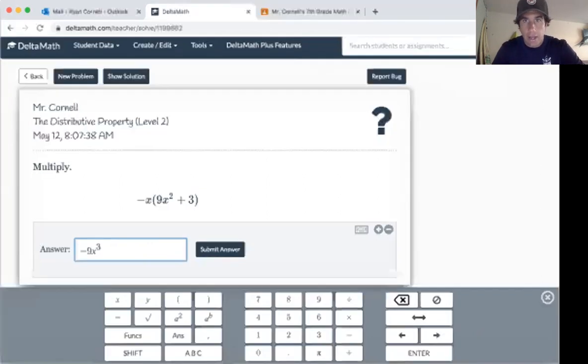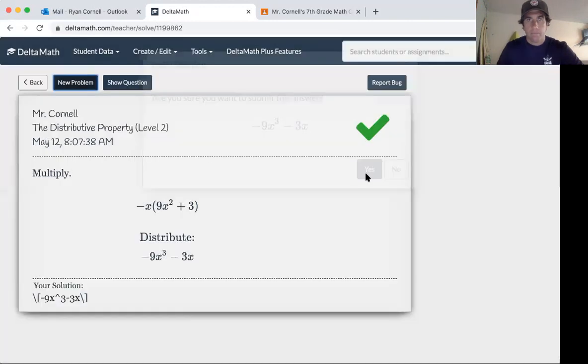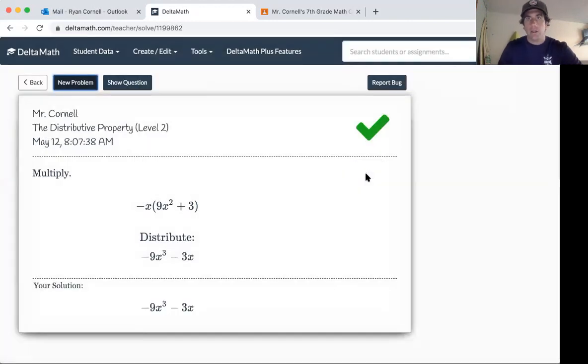So it's negative 9x cubed, then minus 3x, and that's it, okay? And that's how you put that into Delta Math. So that was just to help you guys out there. All right, let's keep going.